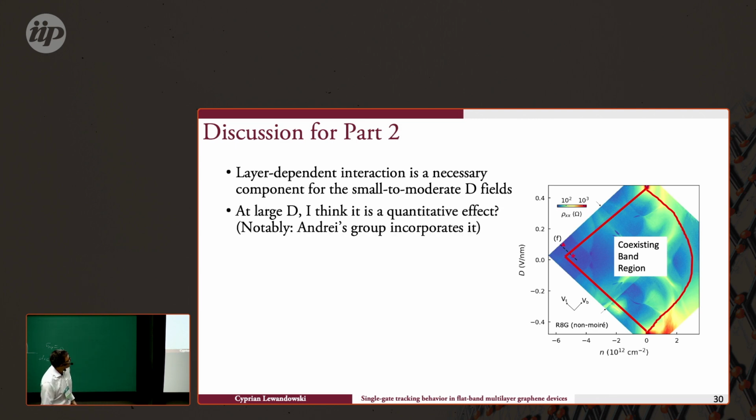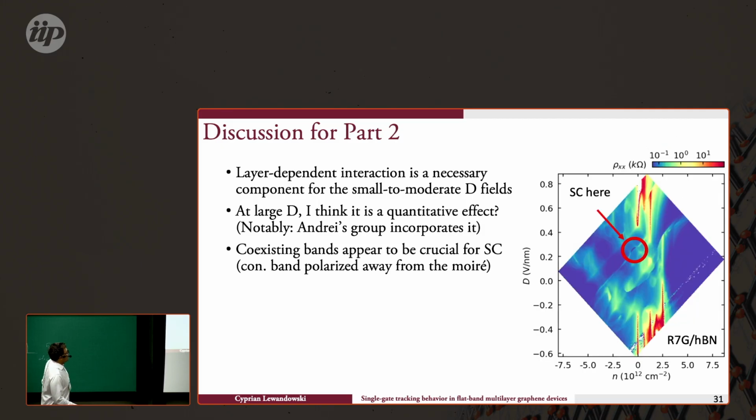So, okay? Now at the large D, which is over here, that is the part that is difficult, okay? And I would just like to acknowledge that to my knowledge, from all of the groups that have analyzed the high D field region over here, where you see superconductivity, or you see the FCI when it's aligned with the HBN, Andrea's group is incorporating this physics of a layer dependent interaction.